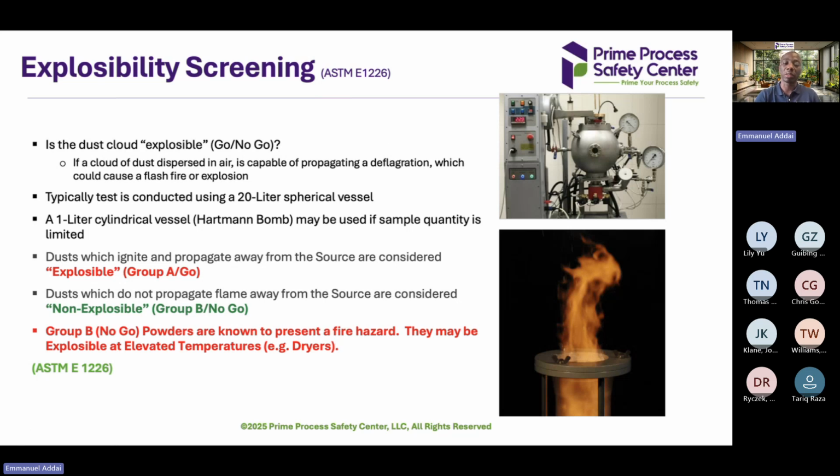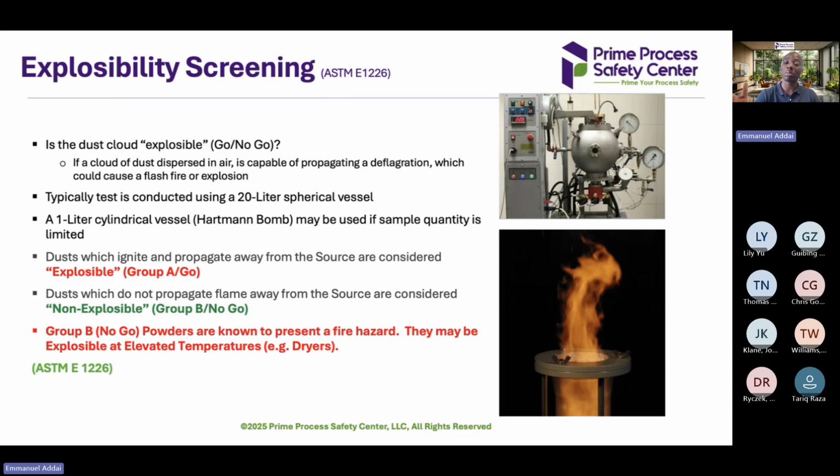So we have the 20-liter sphere, and in this case, we have a dispersion cap. We disperse the dust into the chamber. We have an ignition source, a 10 kilojoule igniter, to ignite it and see whether the material is explosible or not. In order to determine whether it's explosible or not, we need to know the pressure ratio, whether the pressure ratio is greater than 2 or less than 2. If it's greater than 2, it's considered explosive. That is the standard ASTM standard, so I can change it.